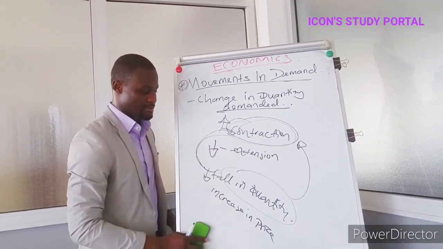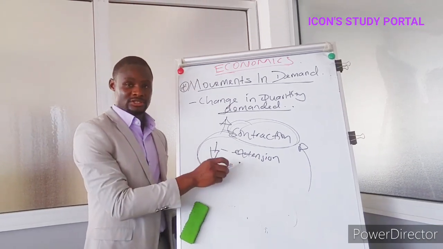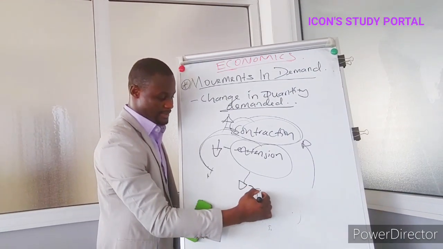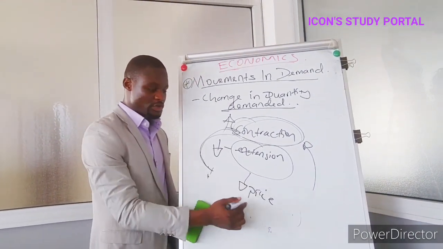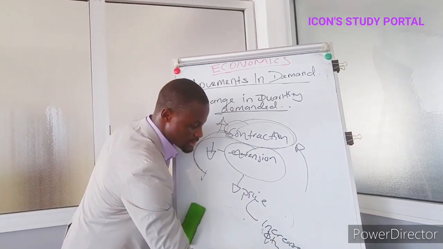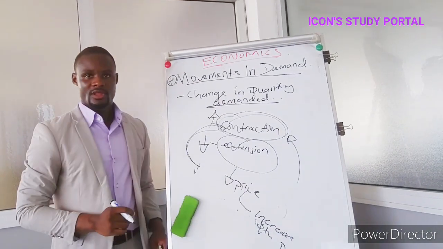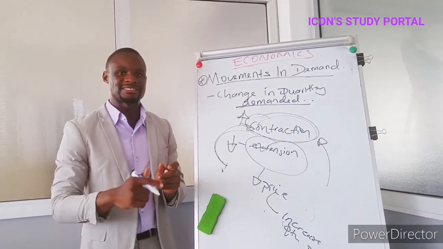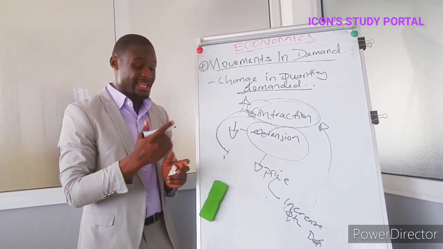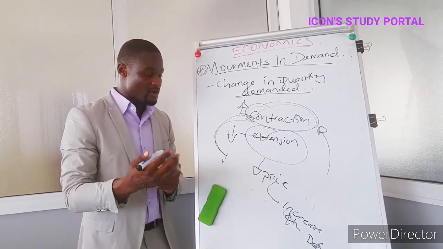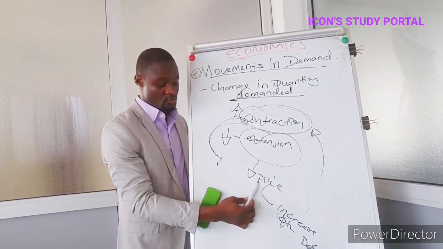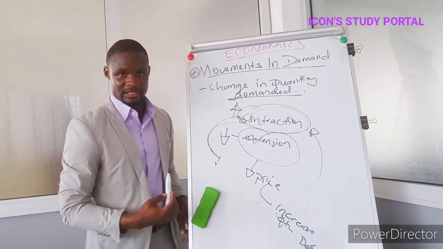While an extension in demand is seen when there is a fall in price. When prices fall, this eventually leads to an increase in quantity demanded. So when we talk of extension in demand, you have to understand that it exists when prices are falling, and the fall in price eventually leads to an increase in quantity demanded.